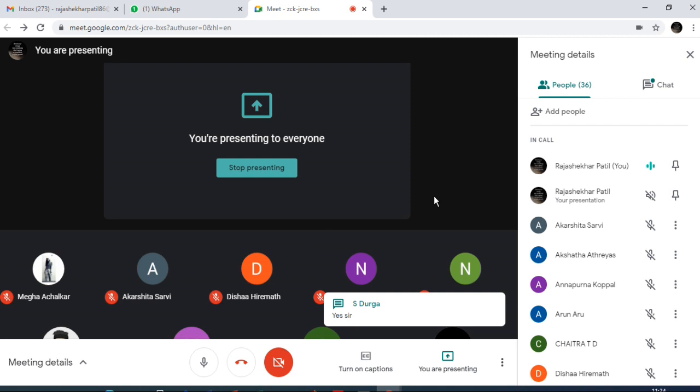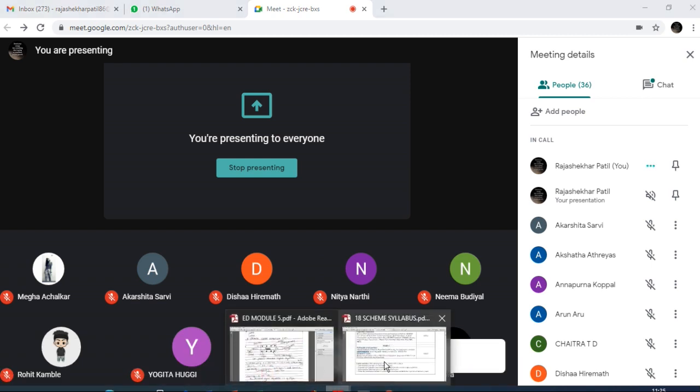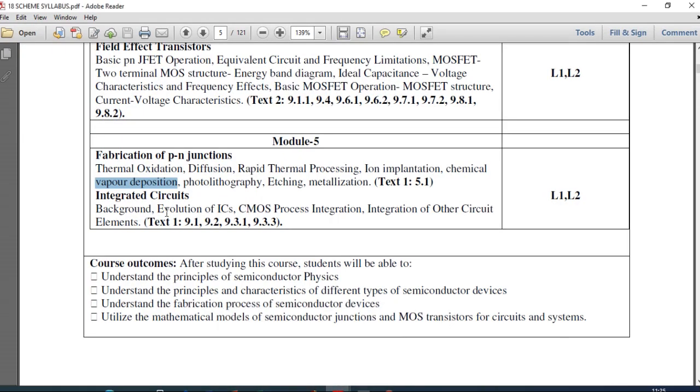Okay, fine. So now in today's class, we are going to continue. So first I will open the syllabus. In the previous session, we started with rapid thermal processing and ion implantation.